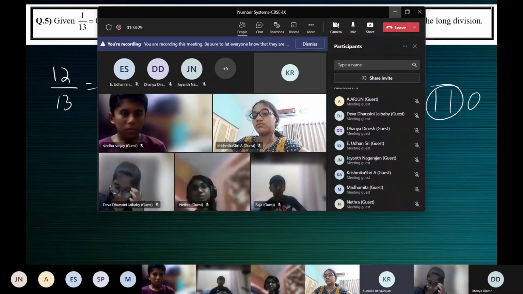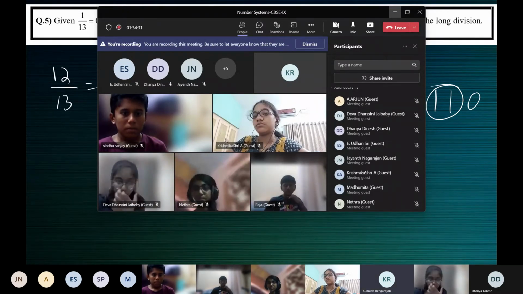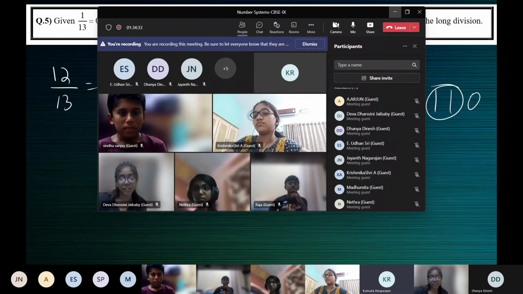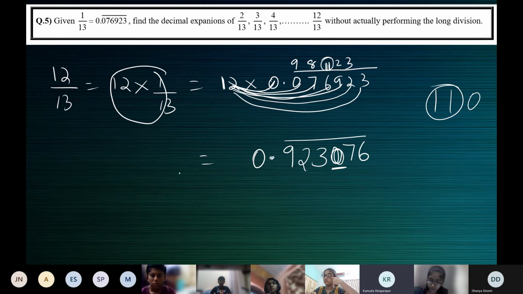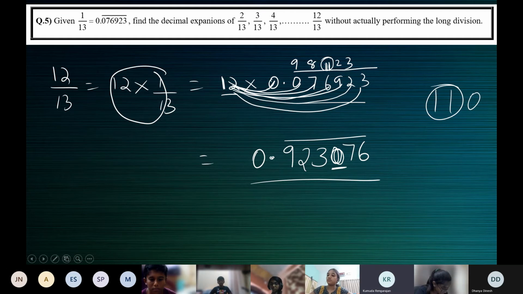There are many more things to revise. So these small concepts, see, this is just multiplication. Don't we know that 12 by 13 is 12 into 1 by 13? Is this of 9th standard? No, 12 by 13 can be written as 12 into 1 by 13. And 12 into 1 by 13's value we have written. And then we multiplied and we wrote the answer. If you have to revise this for the exam, then it's going to be difficult for you.